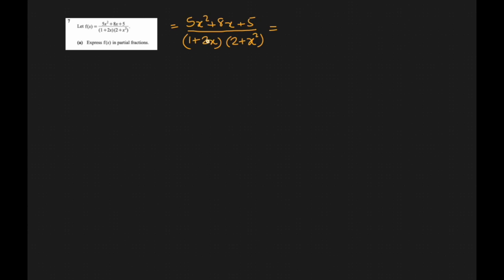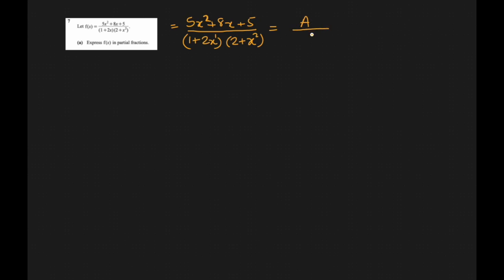Question 7 is about partial fraction, where you have to express this in partial fraction. So, as usual, we will assume 5x square plus 8x plus 5 over 1 plus 2x over 2 plus x square equal to. First, let's test whether the degree of the numerator is less than degree of denominator. Yes, it is, the degree is 2. And here the degree is 3. 1 here and 2 here, total 3. So the numerator has lesser degree, we can proceed.